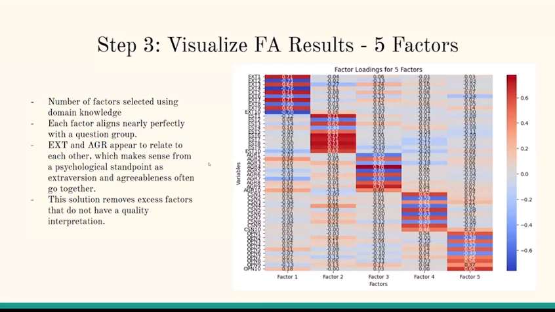And so then we looked at the 5 factors, which was based on domain knowledge. And so you can see that here they align perfectly. You can see the correlations between all the groups are good here. And so extrovertedness and agreeableness appear to relate to each other as well, as you can see. And this makes sense from a psychological standpoint as they tend to go together. And so basically the 5 factor solution here will remove excess factors using domain knowledge that do not have a quality interpretation. And so this appears to have the best interpretation.